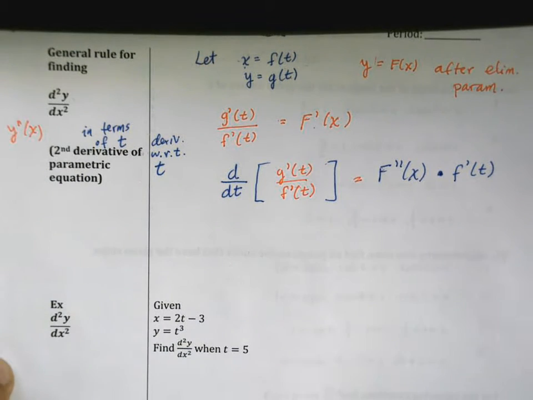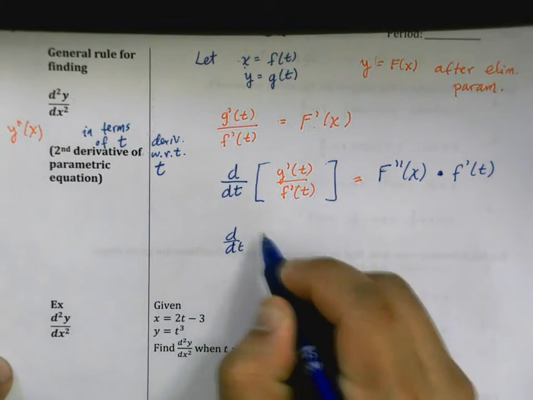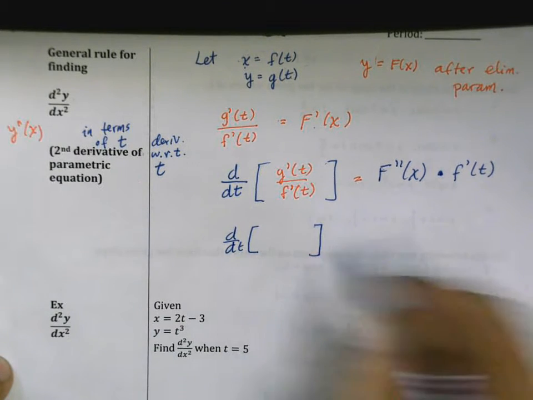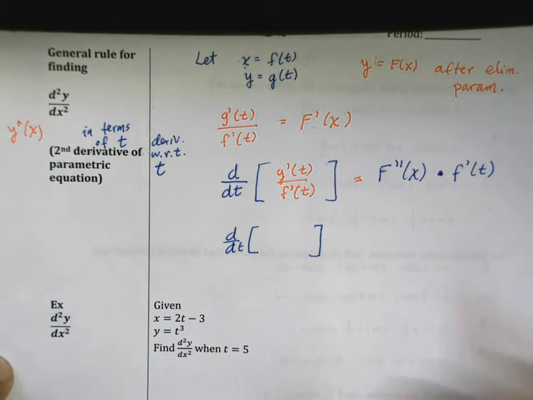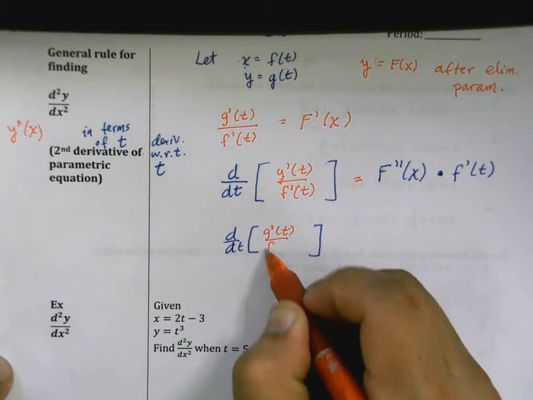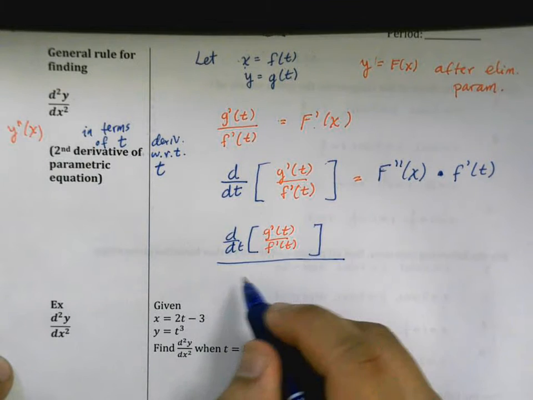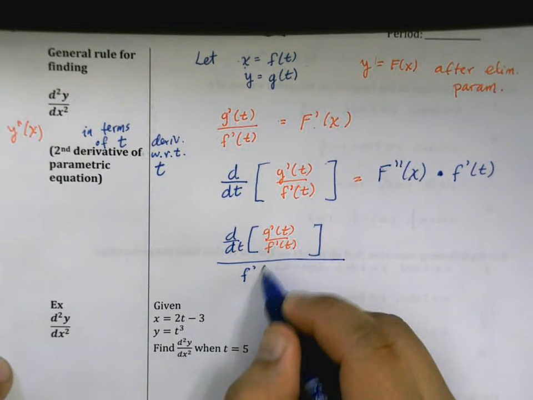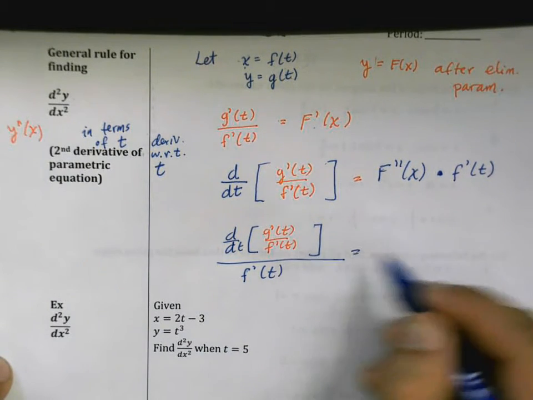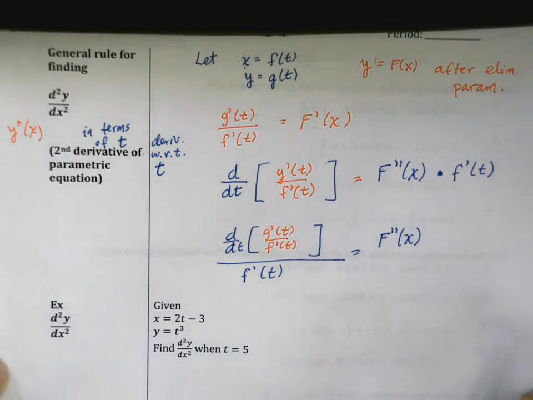And now let's do a little bit of rearranging. We get d/dt of g prime of t over f prime of t, all of this over f prime of t, is equal to the second derivative with respect to x.